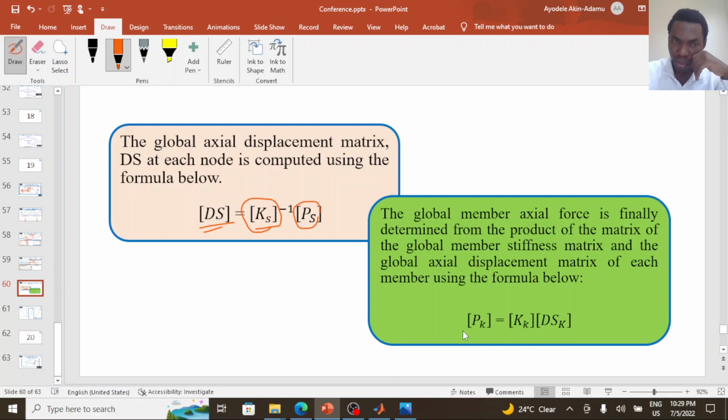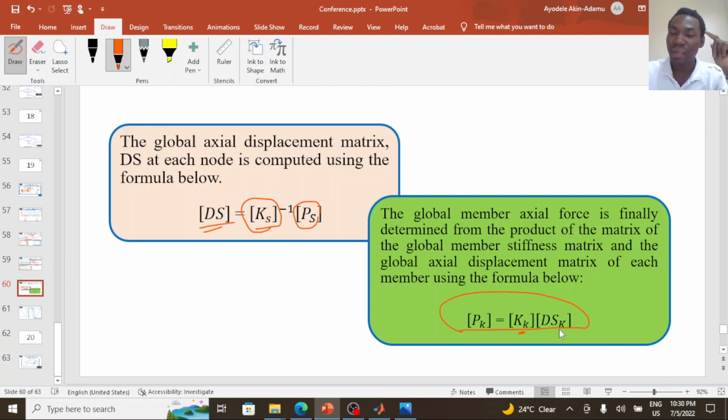Once we have calculated the global displacement vector, we can determine the axial force in the 3D truss element using this formula here. Kk is the local stiffness matrix of the element. Take K1, the local stiffness matrix of element 1, K2, that of element 2, and Kk, that of element k. The dsk is the displacement vector of element k.